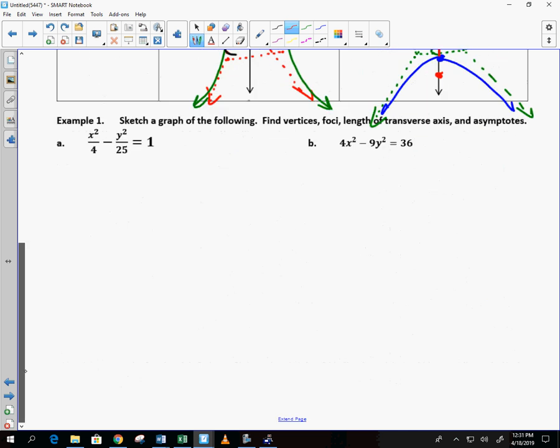We look at the very first example. Is it horizontal or vertical? But the bigger number is under y. Doesn't matter if the bigger number is under y. What matters is what's positive. X is positive, so therefore it's horizontal. Everybody got that? I tried to trick you with the first example, and you didn't fall for it. Good for you.